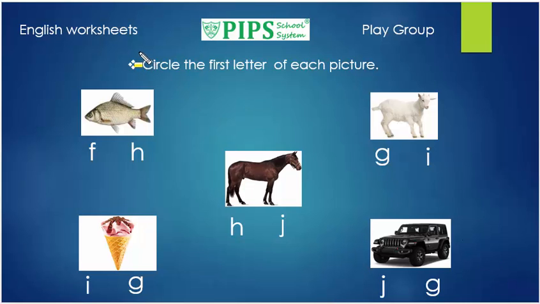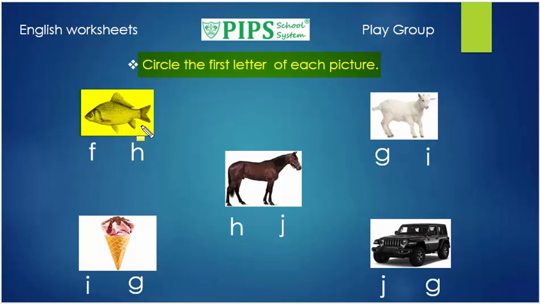Today our topic is circle the first letter of each picture. Playgroup class, first of all, take your pencil and complete this task with me. Okay students, let's start. The first picture is fish.